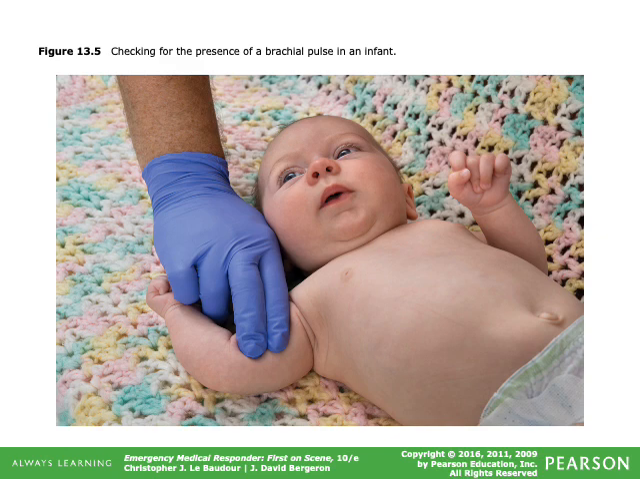All right, checking for the presence of a brachial pulse in an infant. If you'll take a look at the image, using 2 fingers right in the bicep area, you're just going to be compressing that artery against the humerus and you can feel a pulse.